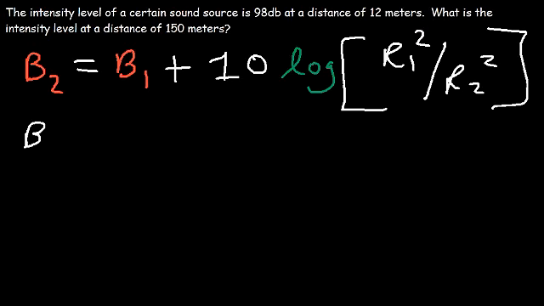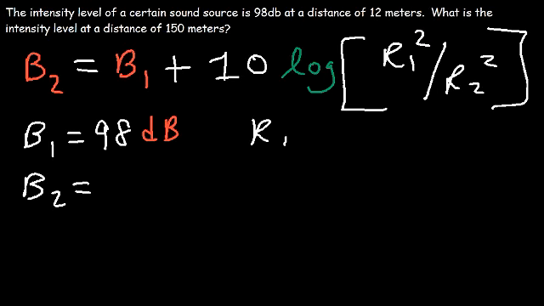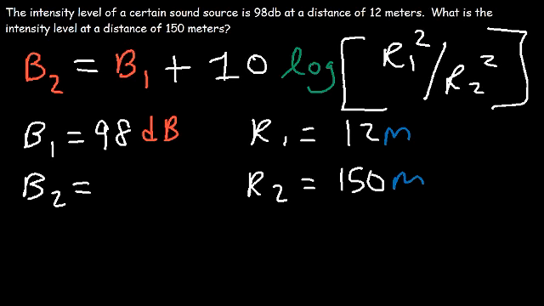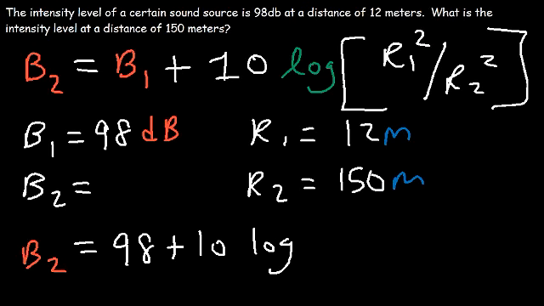So we know that b1 is 98 decibels. We're looking for b2. r1, the distance that corresponds to a sound level of 98 decibels, is 12 meters. r2 is 150 meters. So at this point, we just have to plug it into the equation. So b2 is going to equal b1, which is 98, plus 10 log of r1, which is 12 squared, divided by r2, which is 150 squared.